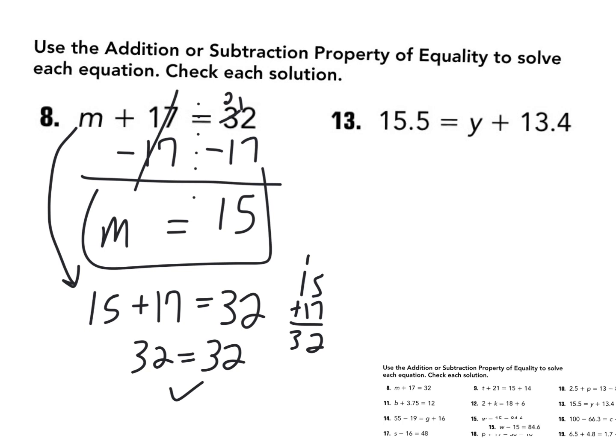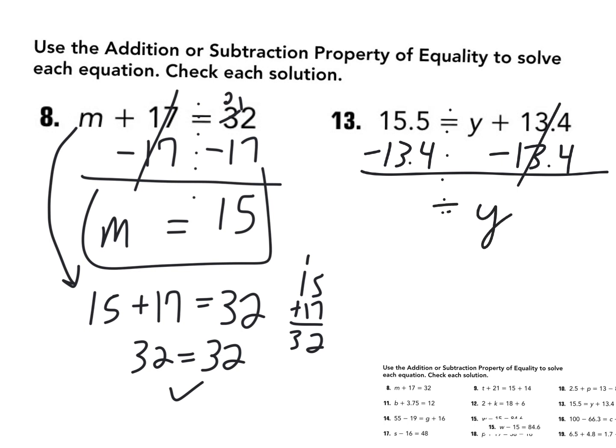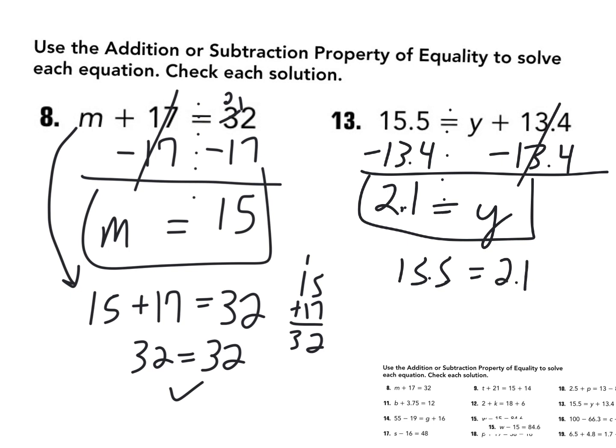If we go down to number 13, similar idea, the variable's on the other side of the equation, but the idea is the same. They're adding with the variable, which means we need to subtract. We need to do the same thing on both sides of the equal sign, both sides of the equation here. When you subtract, make sure your decimal points are lined up, it would be 2.1. And once again, you could substitute that back in the equation to make sure that it works if you have time.